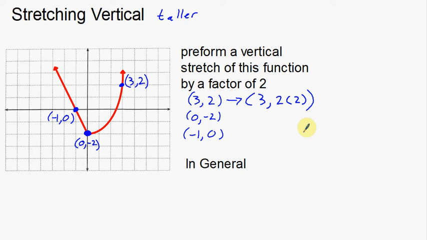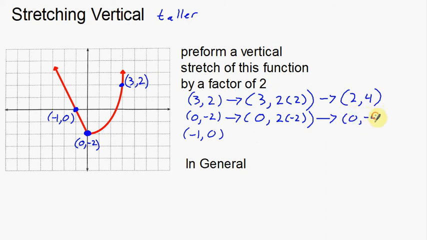We're going to take 2 times the y-coordinate, which is going to give us a new point, which is 2, 4. Okay, so now let's do that for the rest of the points. The x-coordinate is going to stay the same. My y-coordinate is going to be multiplied by a factor of 2. So now this new coordinate is going to be 0, negative 4.